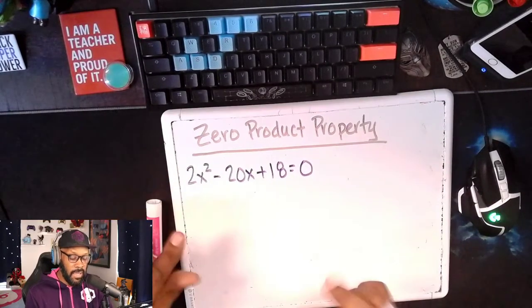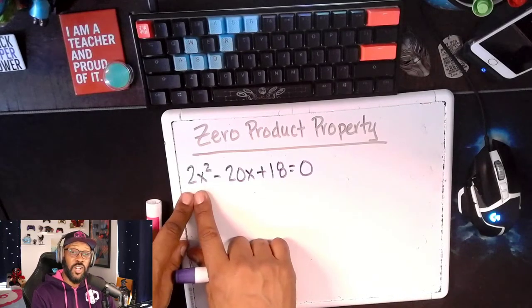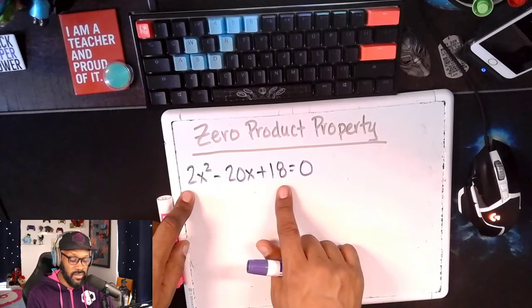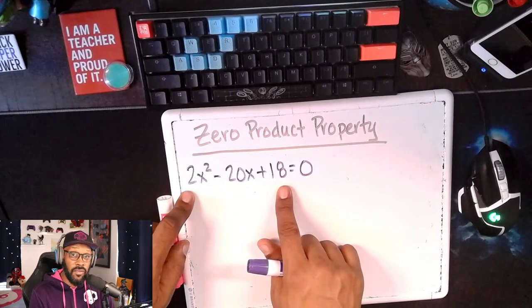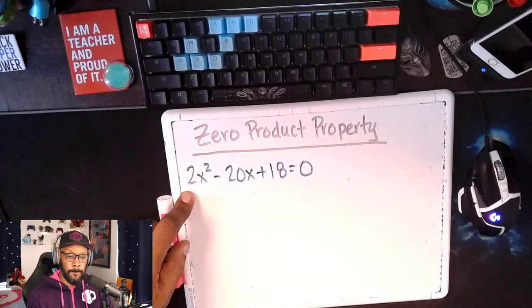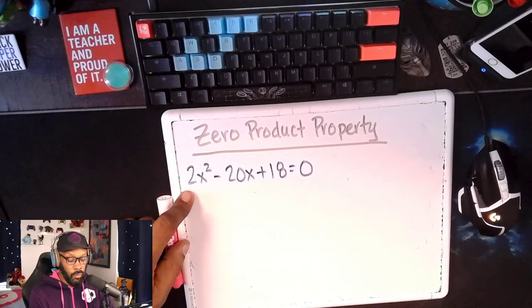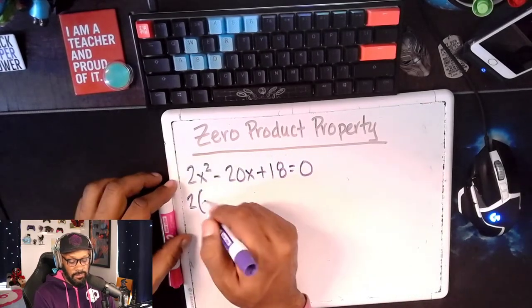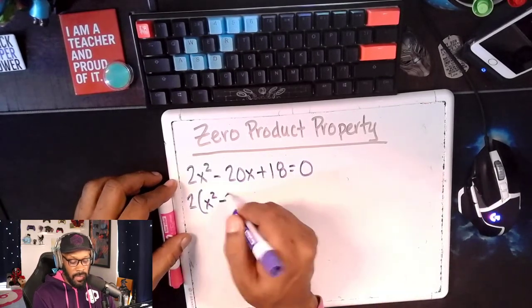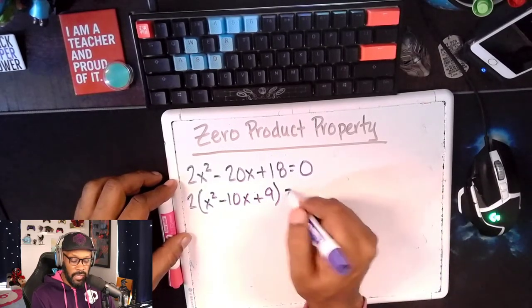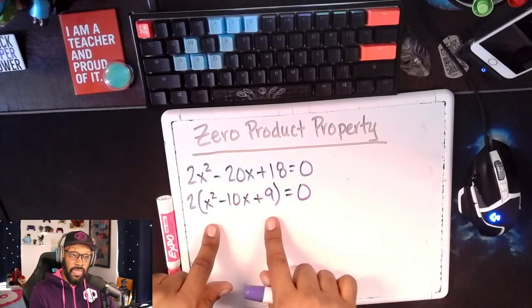Okay? Now, look at this. Our leading term is greater than a. And look at our 3 terms here. Look at our 3 coefficients. Yeah, we can factor out something. What can we factor out, friends? We can factor out a 2. So if I factor out a 2 here, I'm going to be left with x squared minus 10x plus 9 equals 0. And this is factorable.